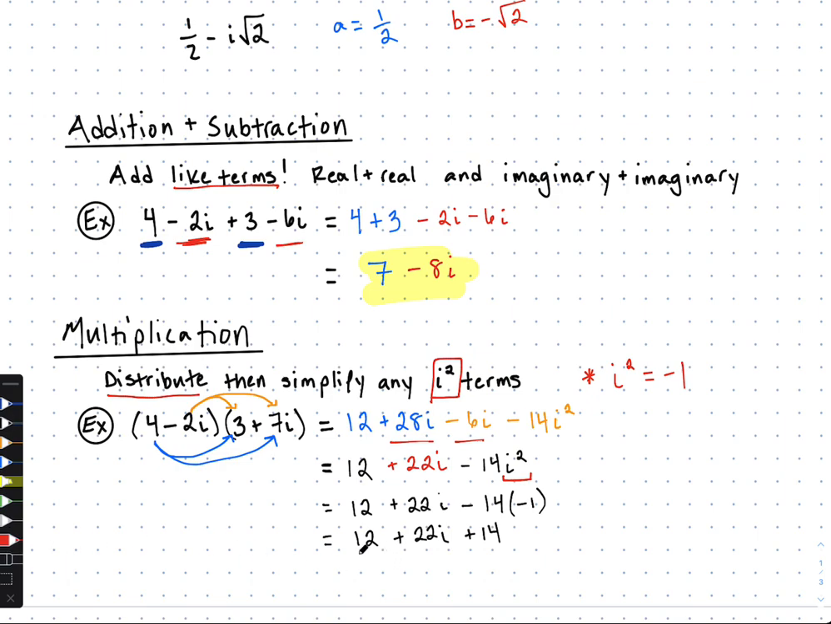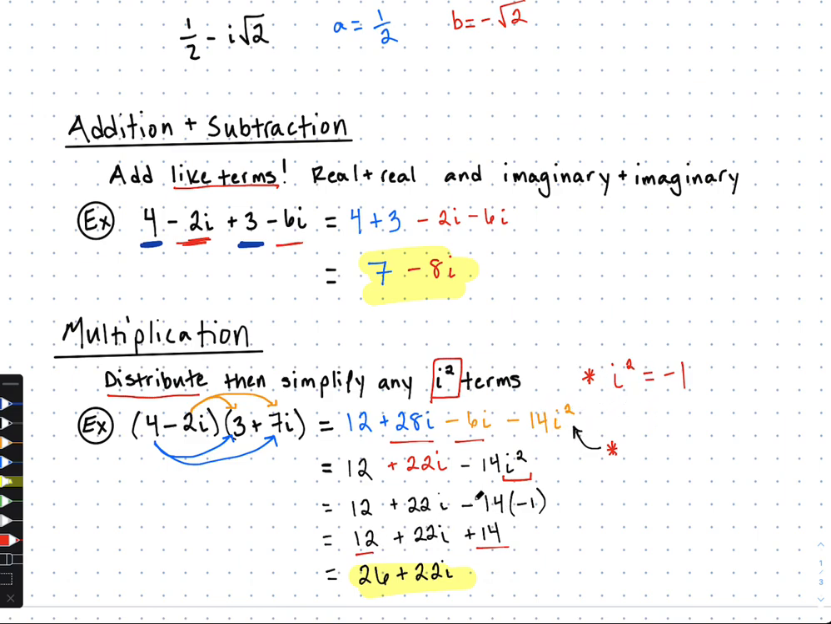And now at the end, I can take my real pieces, my 12 and my 14, combine those like terms, and I get 26 plus 22I. So it should work just the same as normal distribution, but you're almost always going to end up with this term over here that you need to deal with because it has this I squared in it, and we know I squared equals negative 1.